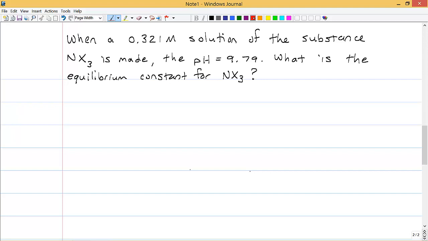So here's an example: 0.321 molar solution of some substance NX3. I'm hoping when you saw that you initially said, hey, that's a base because it's got this nitrogen attached to three things, and then you look at it and it says, oh, I've made this solution and it's created a pH of 9.79. Well, that's a basic solution because the pH is greater than 7. And so now you're being asked, what's the equilibrium constant?